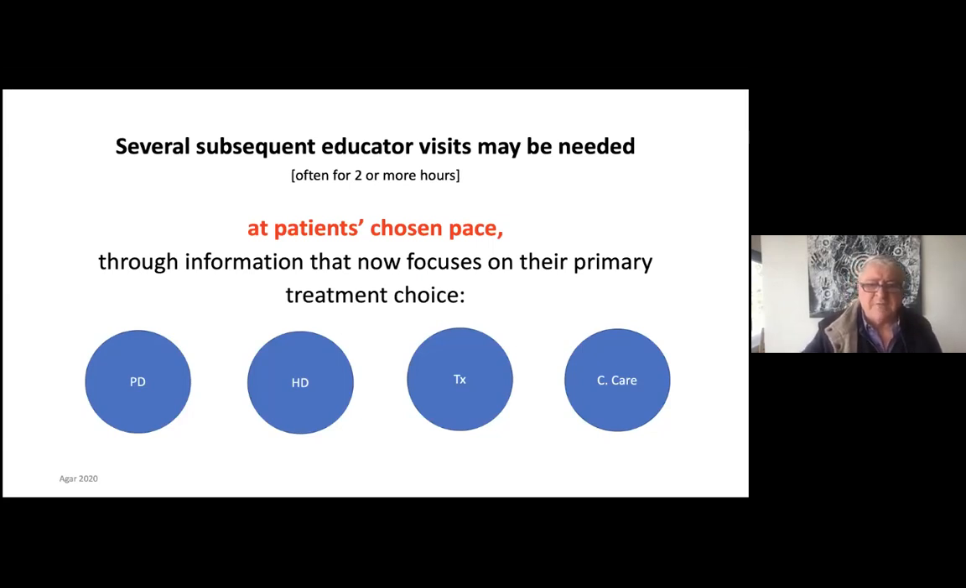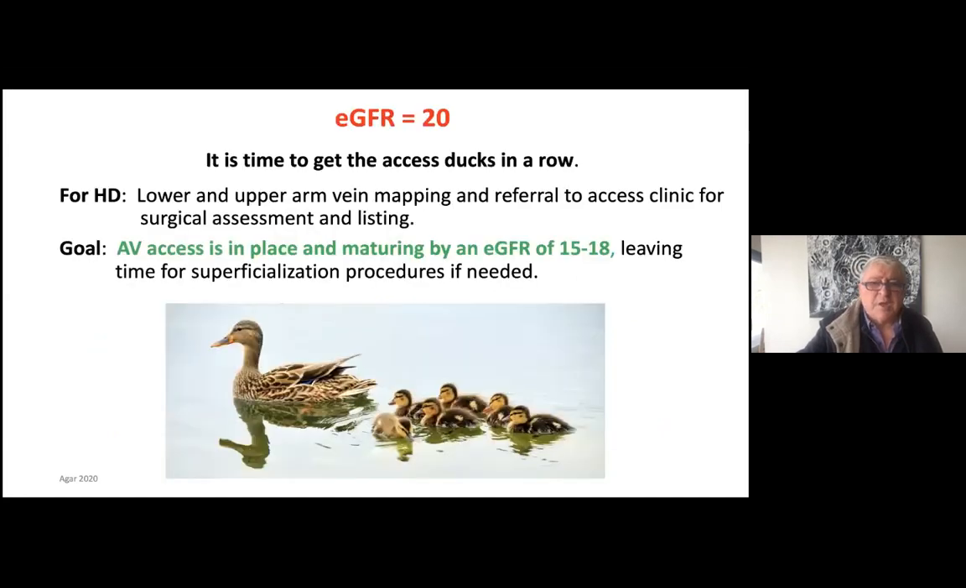With the information now focusing down onto the therapy that seems to be the most likely first point of entry for that patient. Once the eGFR is 20, it's time we get our access ducks in a row for hemodialysis. We get vein mapping and referral to our access group, access clinic, for surgical assessment and listing.